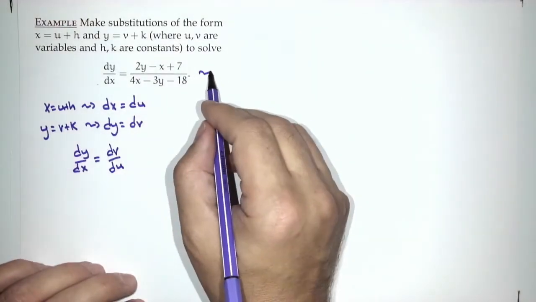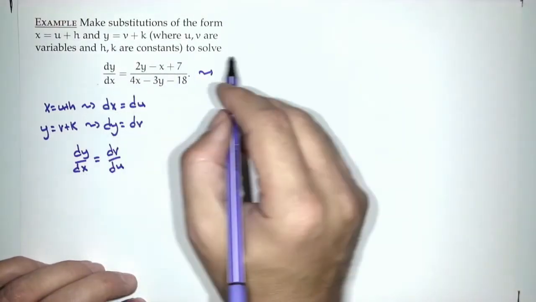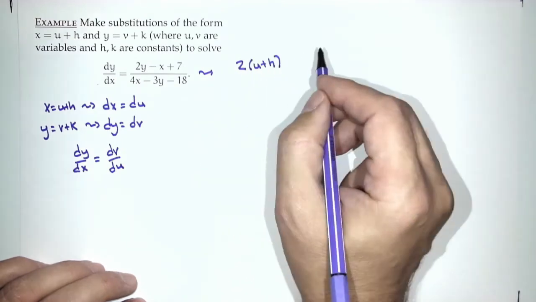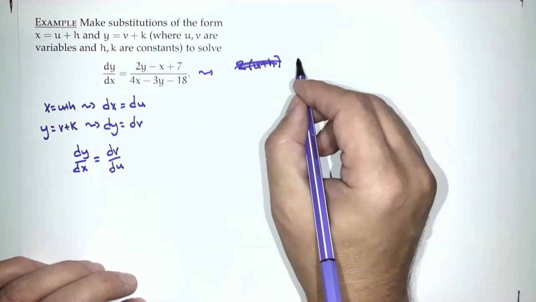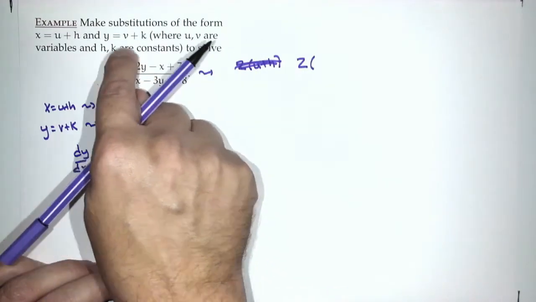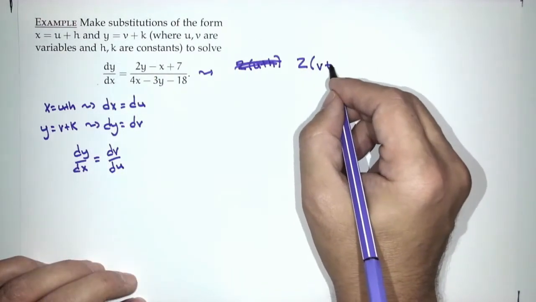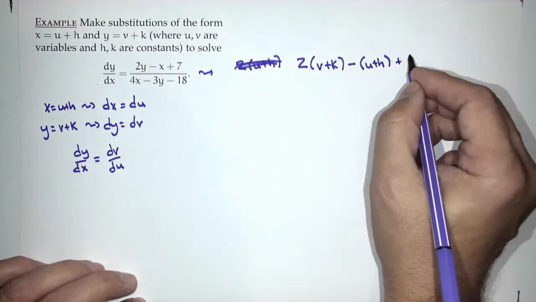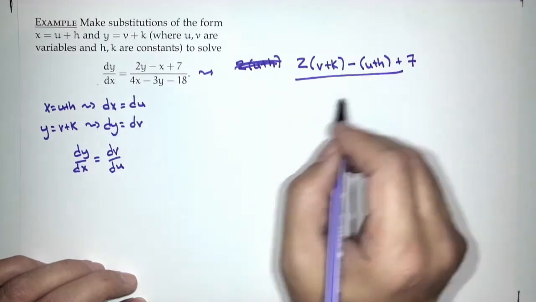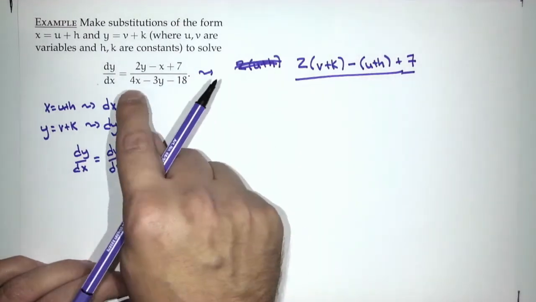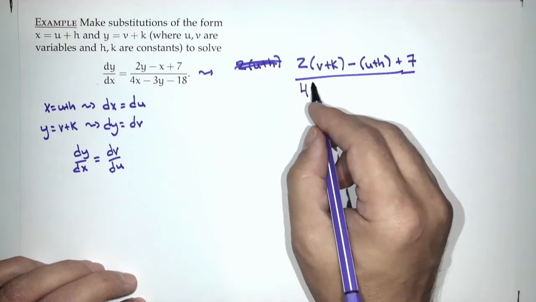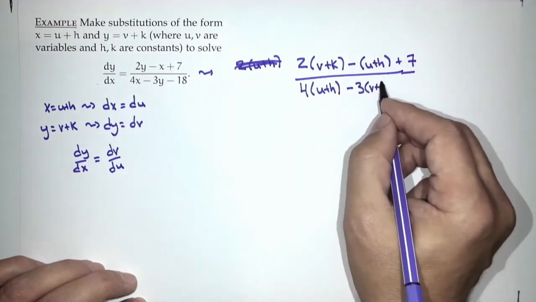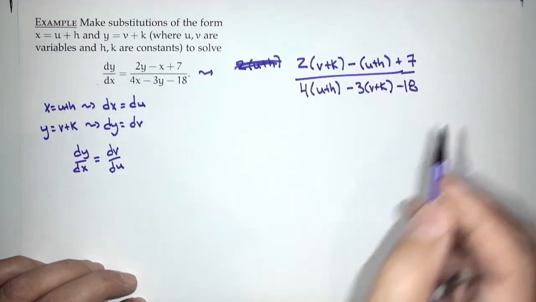So, the right-hand side. So this is going to become 2 times u plus h. Oh, whoops. I can read. That's a y. So that's going to become v plus k. 2 times v plus k minus u plus h plus 7. Downstairs, 4 times x, that's going to become 4 times u plus h, minus 3 times v plus k, minus 18.